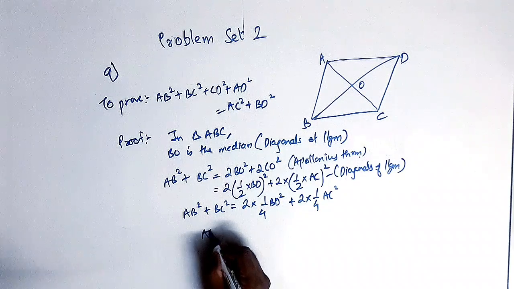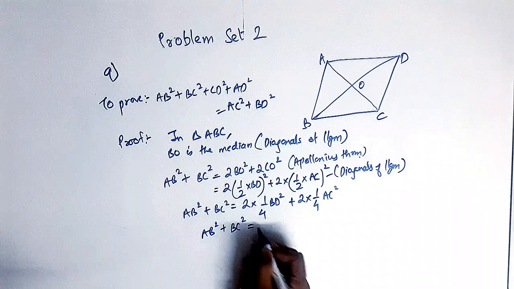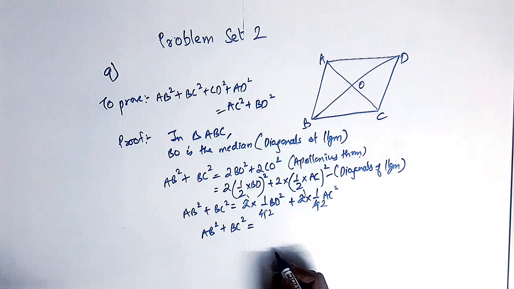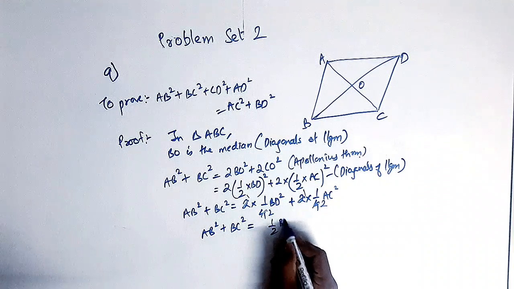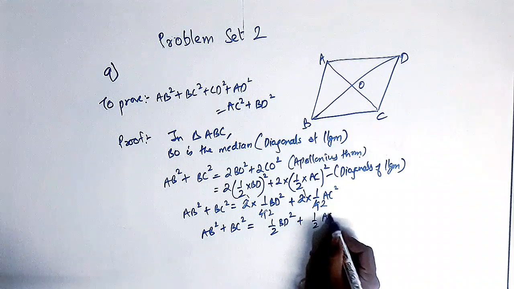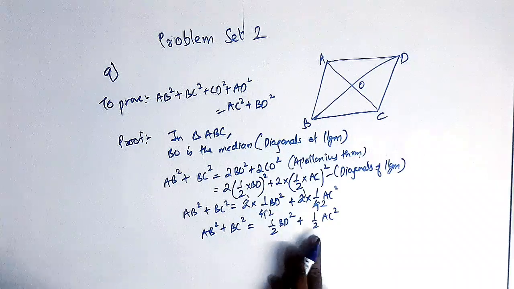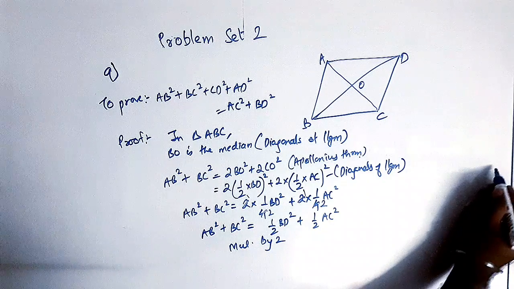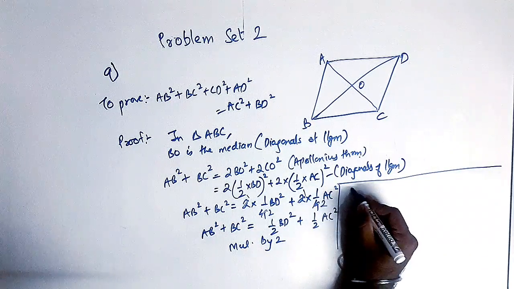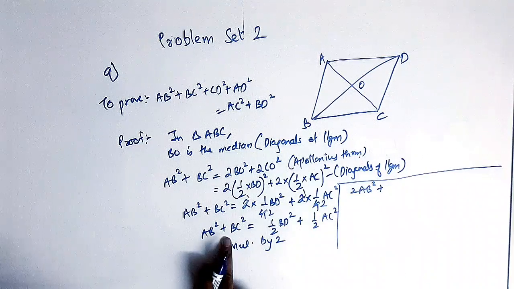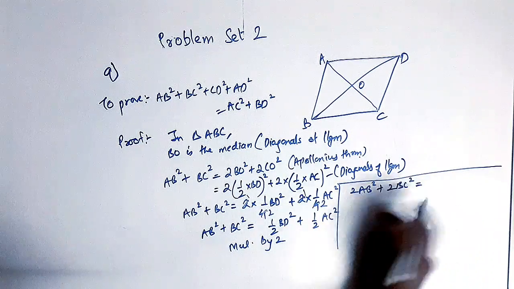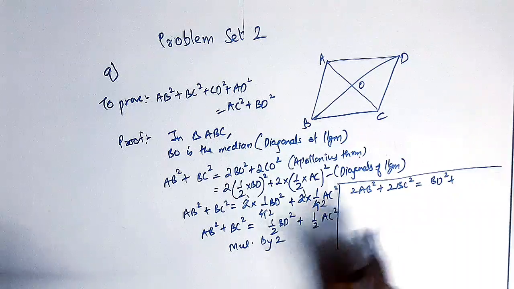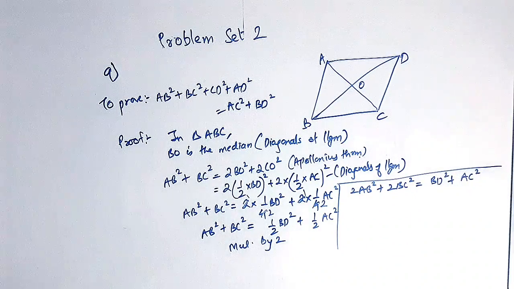Okay, so AB square plus BC square is equal to half BD square plus again half AC square. Now I don't want this half, so I'll multiply the whole equation by 2. Multiplying by 2, what will I get? Here it will be 2AB square plus 2BC square. Here 2 will get cancelled, so only BD square remains, and here 2 will get cancelled, only AC square remains.